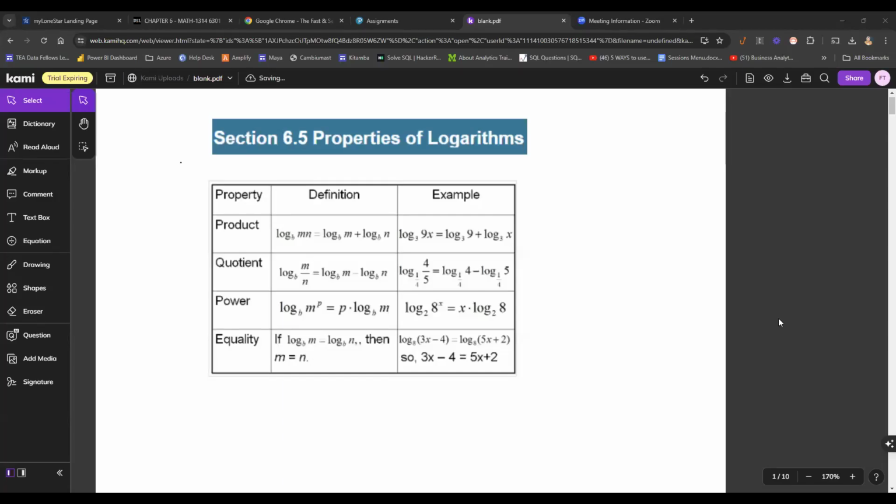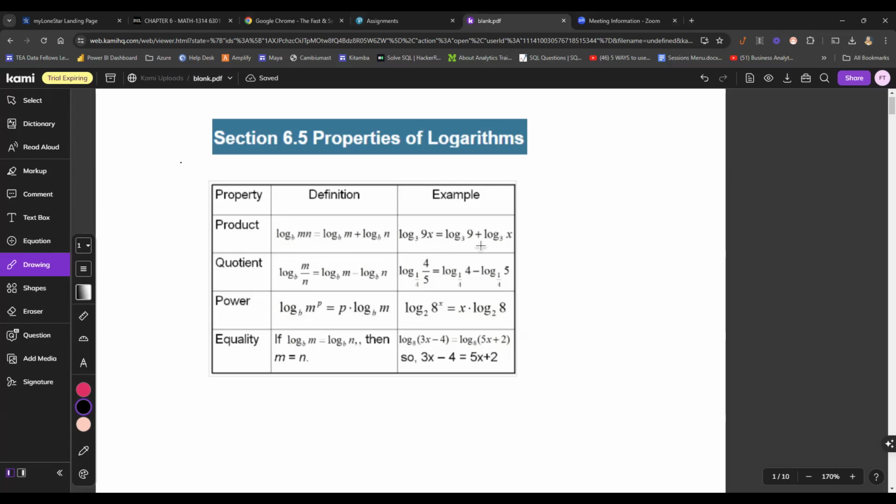Section 6.5 is called Properties of Logarithms, and mainly we are going to focus on the product property, quotient property, and power property. When we look at the logarithm product property, if you have log base b of m times n, when you are multiplying m and n, you can separate them with their own logarithmic function. So you get a logarithmic function for m, then separate them with a plus, and then get the logarithmic function for n, but make sure that these have the same base.